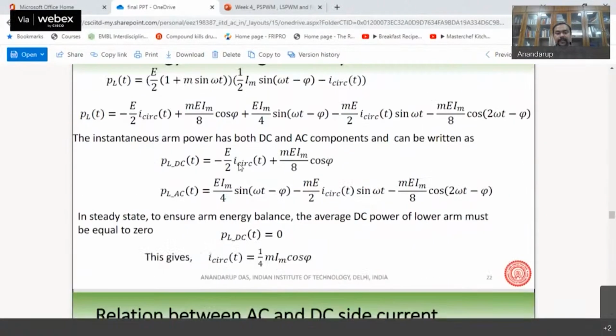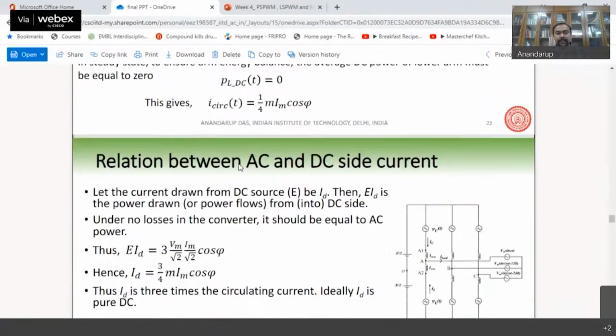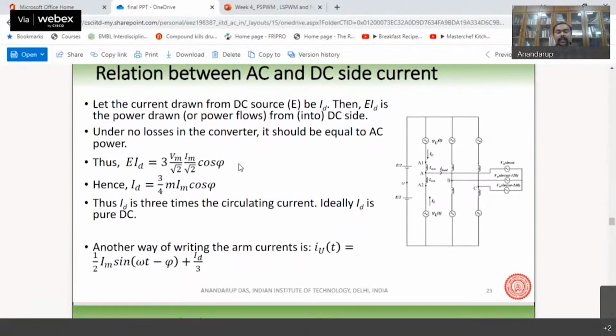And then the relation between the AC and DC side current. Here you can see that I_D, the DC side current, is 3/4 Im cos phi. Okay, ideally I_D is pure DC. Of course, that is not practical. It has very small ripple, but it is very close to actually DC.